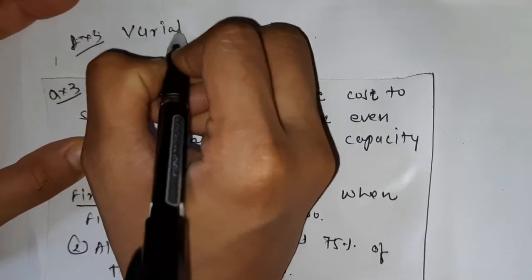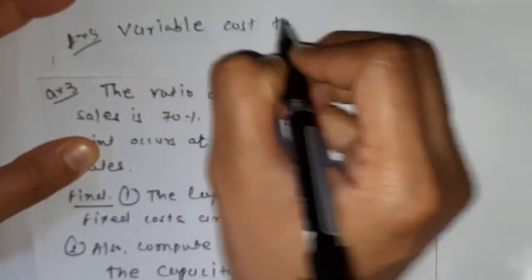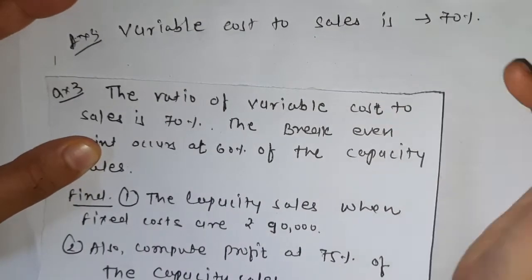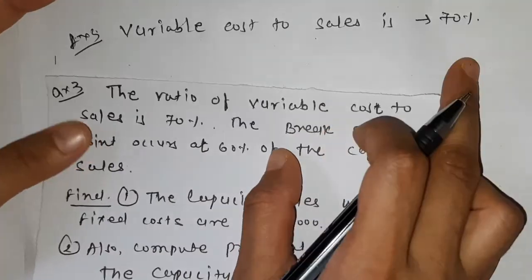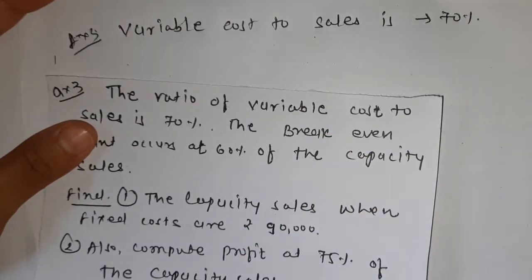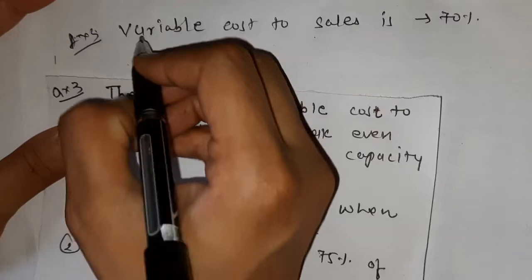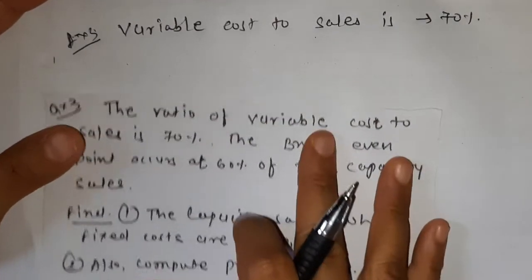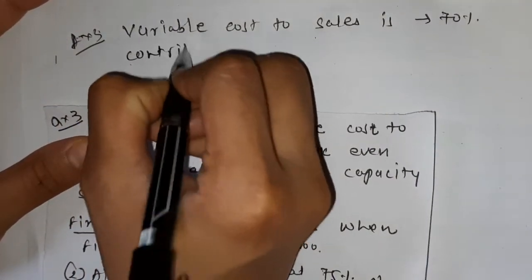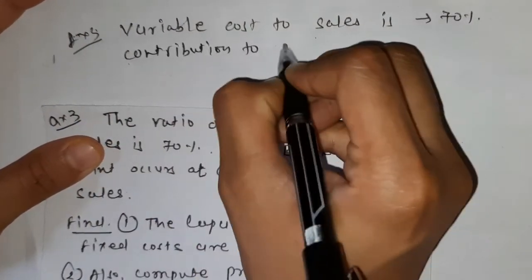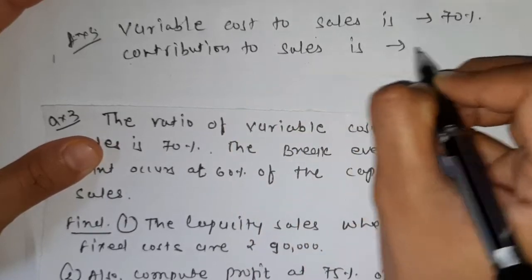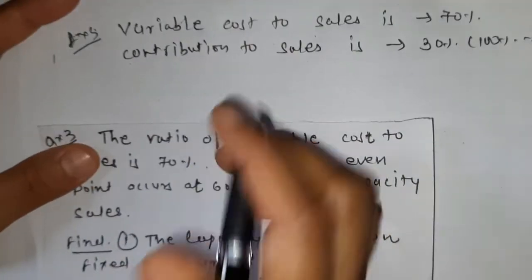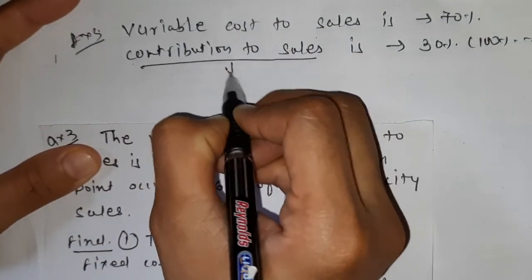Variable cost to sales is 70%. If variable cost to sales is 70%, we can say that the contribution to sales is 30%, because after deducting variable cost from the selling price, we get the contribution. So here we write the contribution to sale is 30%, 100% minus 70%.